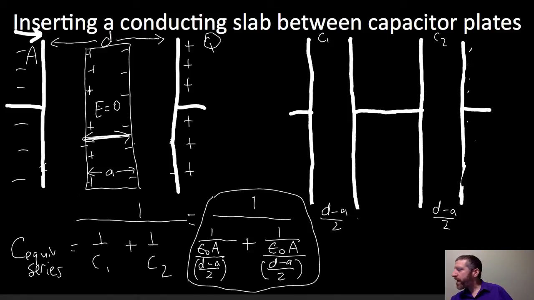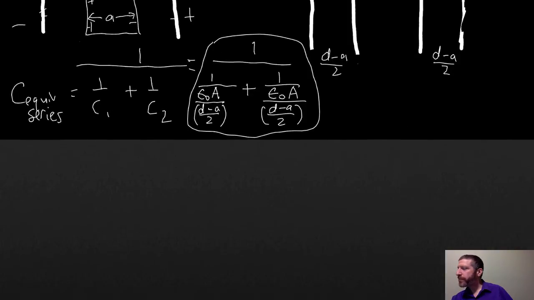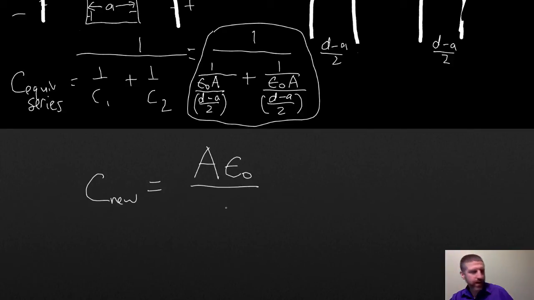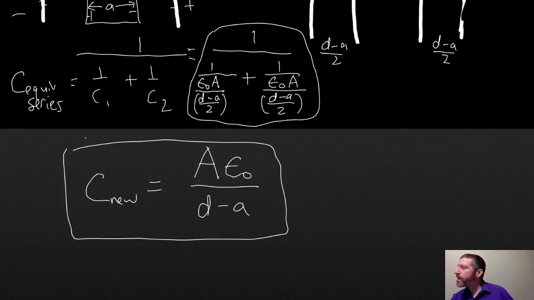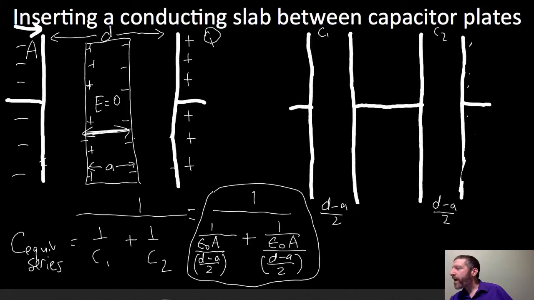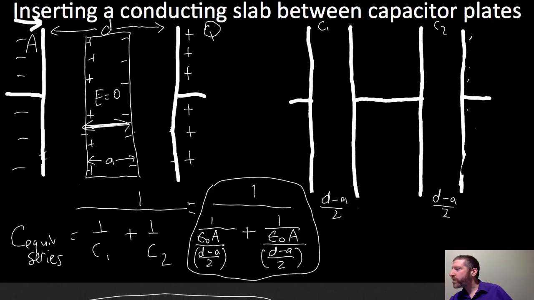And when you simplify that, what you get is as follows. Simplifying, you get C new is equal to A epsilon naught over D minus A. Now, we can see there's two factors here. One is that we have them in series, so you think that would reduce the capacitance. That's true, but we've made the distance smaller.